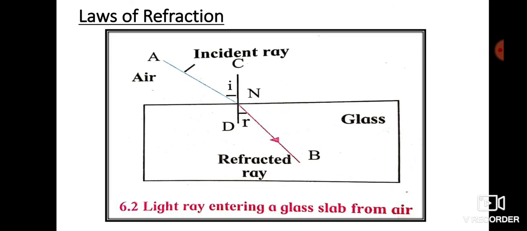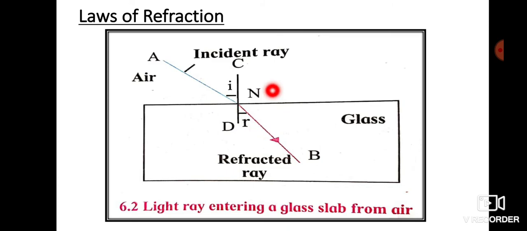The second one is for a given pair of media, here air is one medium and the other medium is glass, the ratio of sin i to sin r is constant. Here i is the angle of incidence and r is the angle of refraction. Now here this is the angle of incidence and angle of refraction. This will never be the same. i will never be equal to r because the light is moving from one medium to another medium.